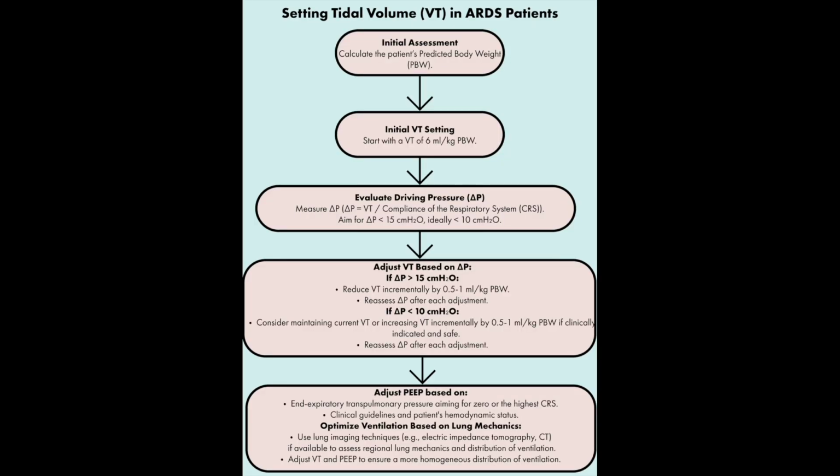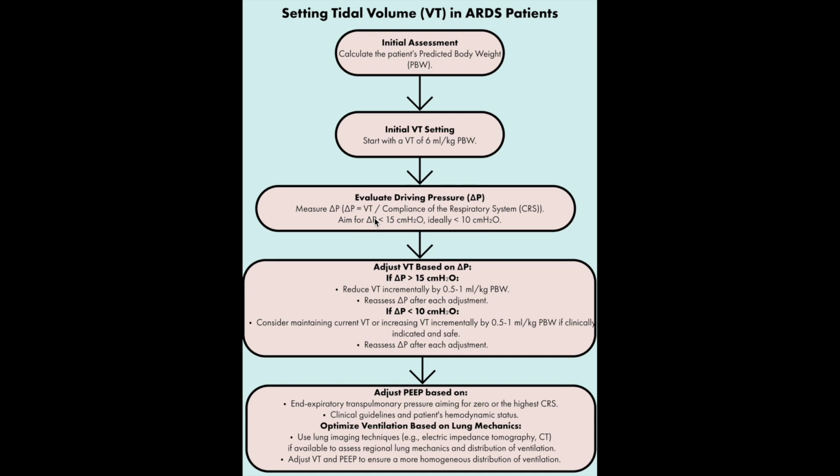So this is a summary of what we have learned till now. How to set the tidal volume in an ARDS patient. Initially, calculate the predicted body weight. Next, set the tidal volume at 6 ml per kg. This is what we know till now. But beyond this, next calculate the driving pressure, that is the delta P, which is tidal volume divided by the compliance of the respiratory system. Aim for a driving pressure of less than 15, and ideally it is best if it is less than 10.